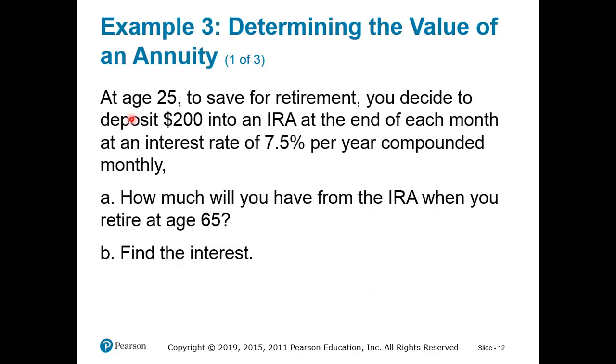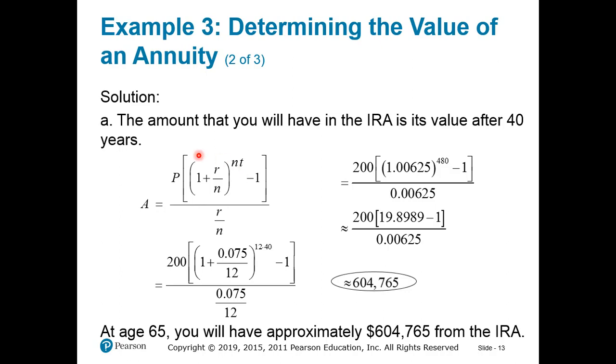So let's say that at the age of 25, to save for retirement, you decide to deposit $200 into an IRA at the end of each month at an interest rate of 7.5% compounded monthly. It says, how much will you have in your IRA when you retire at age 65? And then we're going to find the interest. So we're going to use the general formula to find our future value. We're going to plug in all the values.